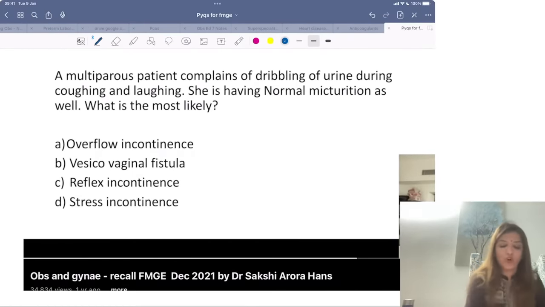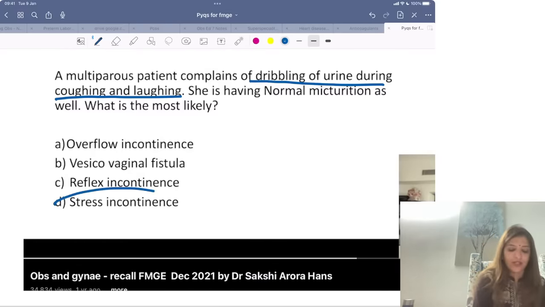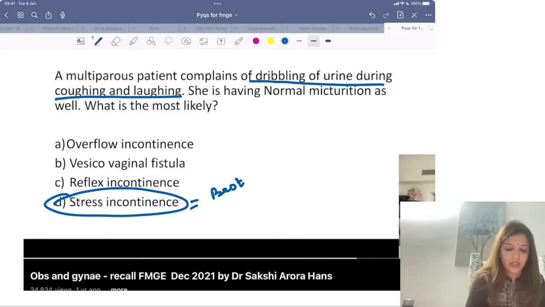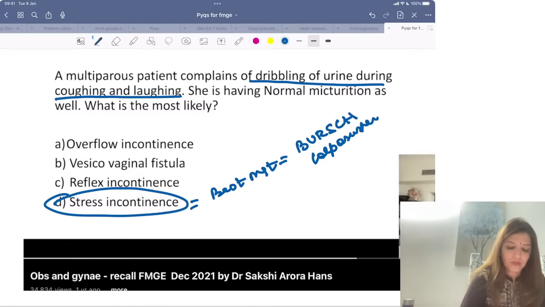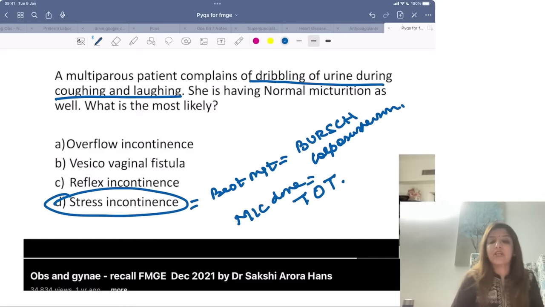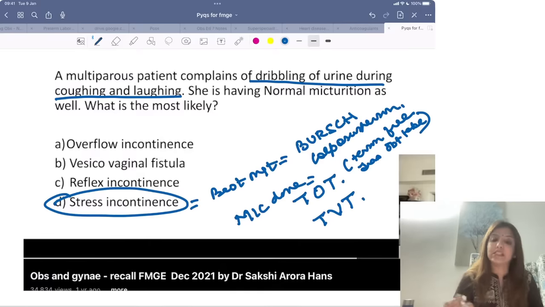A multiparous female complains of dribbling of urine during coughing and laughing. That means whenever intra-abdominal pressure is increased, she is having dribbling of urine, and this is what you get in case of stress incontinence. Now, in case of stress incontinence, the best management is Burch colposuspension. That is the best surgery. Right, but the most commonly done surgery is TOT. TOT stands for tension-free transobturator tape. If TOT is not given in the options, you are going to mark the answer as TVT. TVT is tension-free transvaginal tape.